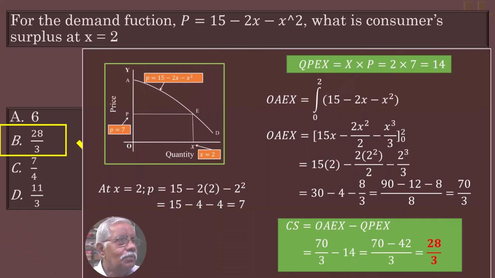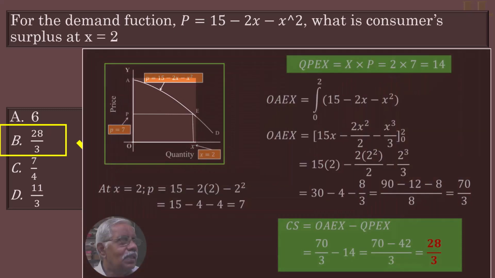Look at the graph and the solution. We know consumer surplus is the difference between the amount consumer is willing to pay, it is represented by the area OAEX, and the amount the consumer actually does pay, it is represented by the area OPEX. The difference between the two is represented by the area PAE.